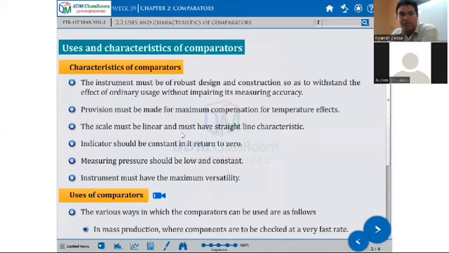First, use and characteristics of comparators. This is an overall idea of what types of comparators there are and what the uses are. In detail, first, what are the basic characteristics of comparators? The instrument must be of robust design and construction so as to withstand the effect of ordinary usage without impairing its measuring accuracy. Online instruments should be of robust design, like robots are. They only do what they are programmed to do.